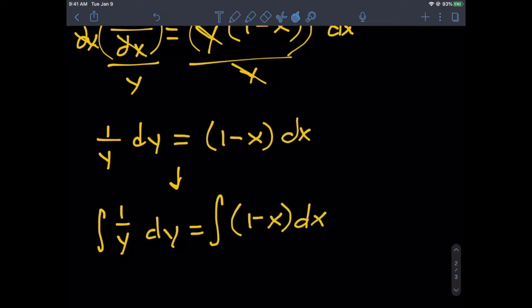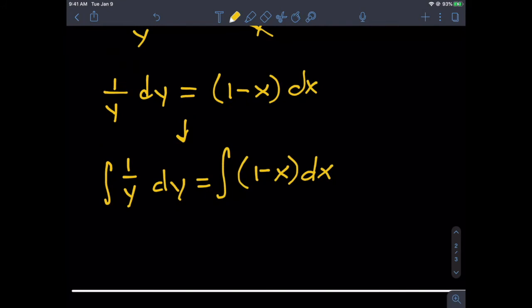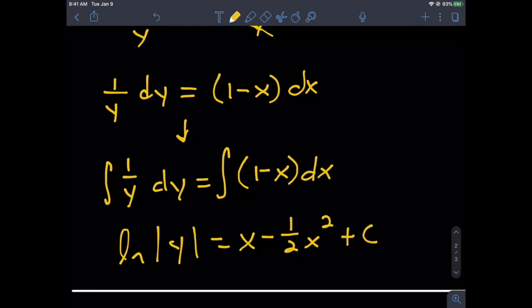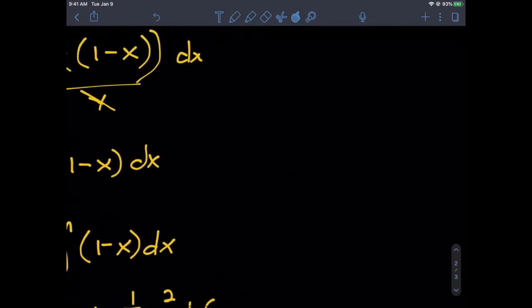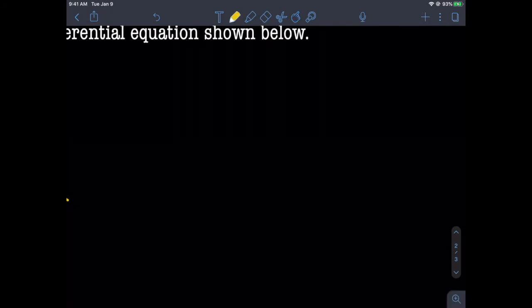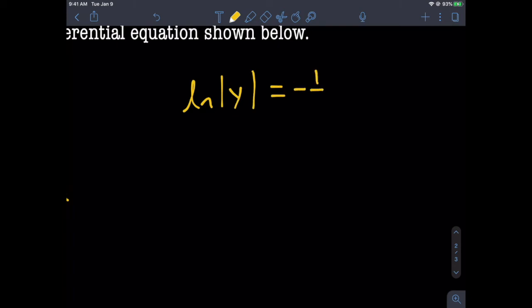And what is that antiderivative? Well, the antiderivative of 1 over y is the natural log of the absolute value of y. The antiderivative of 1 is x. And negative x has antiderivative negative 1/2 x squared, and of course we need plus c. Let's go ahead and rearrange our right-hand side so that it's in descending order. In other words, the highest power of x comes first. So we get the natural log of the absolute value of y, and that equals negative 1/2 x squared plus x plus c.